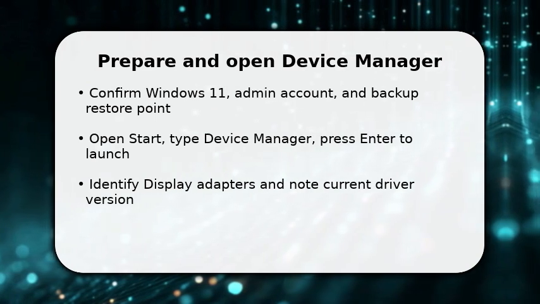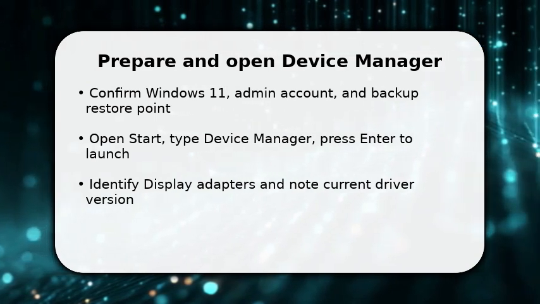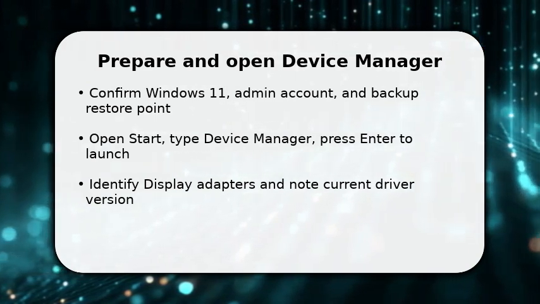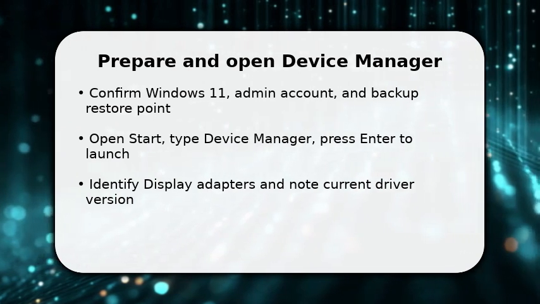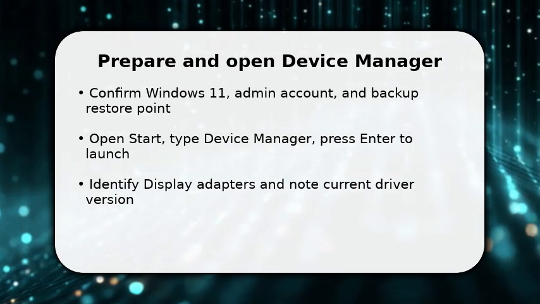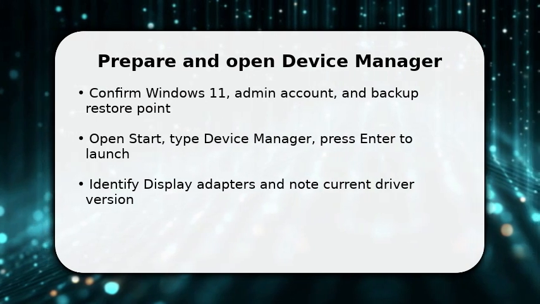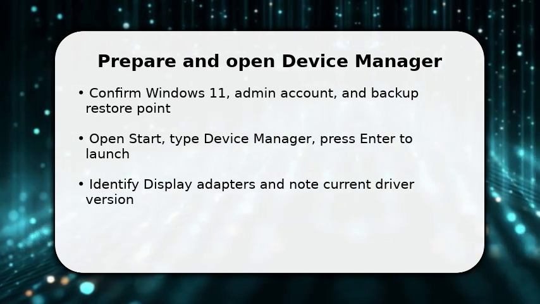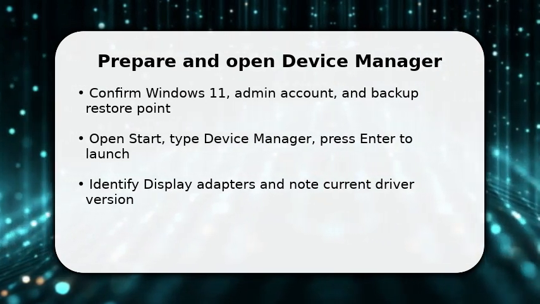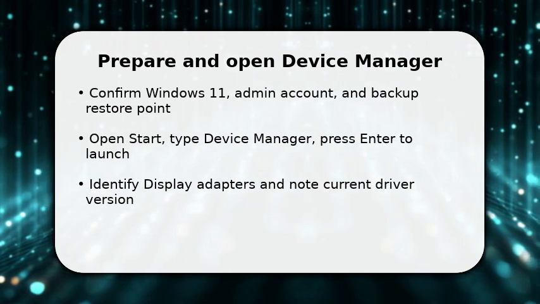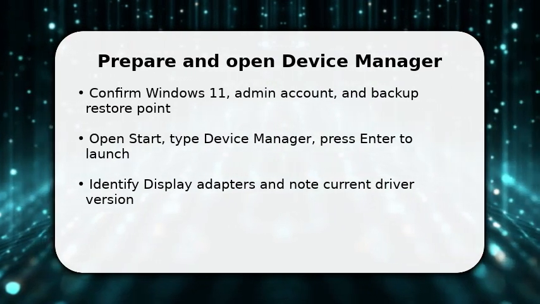Open Start, type Device Manager, and press Enter so you're looking at system hardware. Once Device Manager is open, expand Display Adapters and identify the GPU name and current driver version. This tells you whether to use Windows Update, manufacturer software, or a manual installer. Proceed now to update steps.